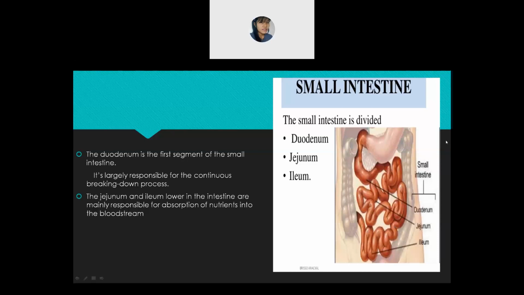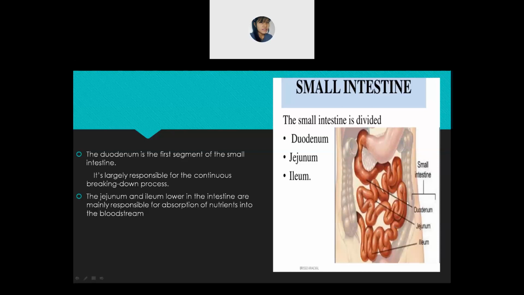Is it clear to you? Yes. Okay, if it is clear, then let's see the duodenum. The duodenum is the first segment of the small intestine.